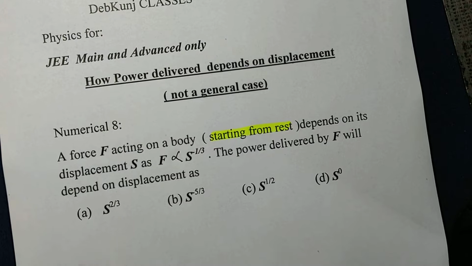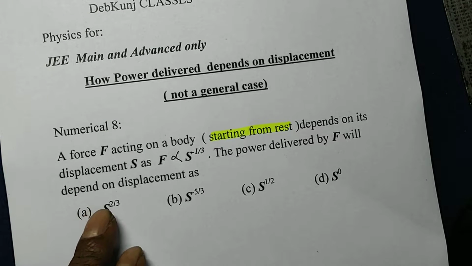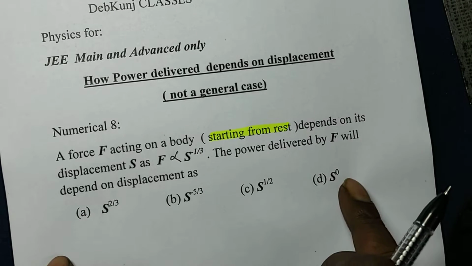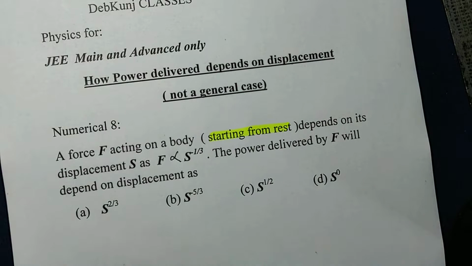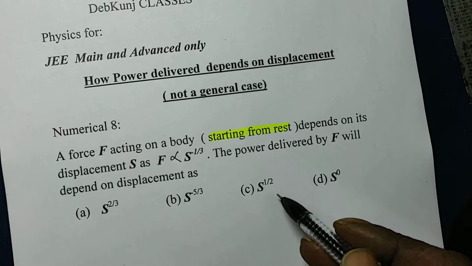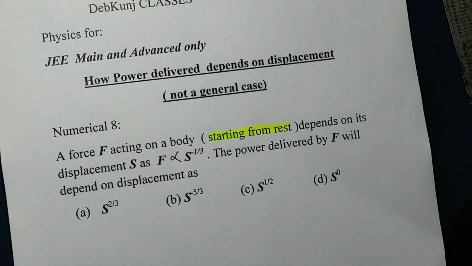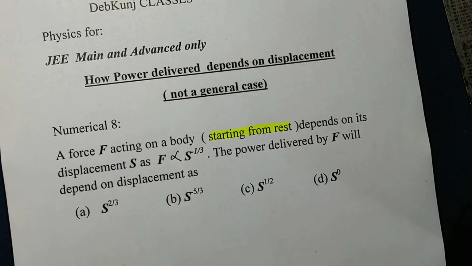The power delivered by F will depend on the displacement. There are 4 choices given: S to the power 2 over 3, S to the power minus 5 over 3, S to the power 1 over 2, S to the power 0, that is equal to 1.